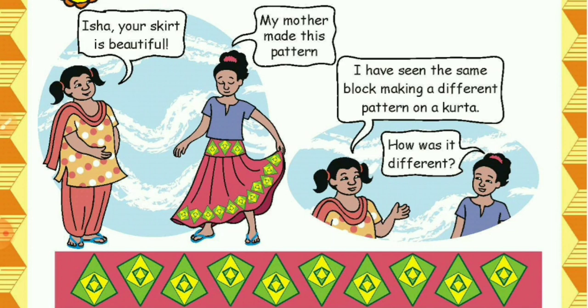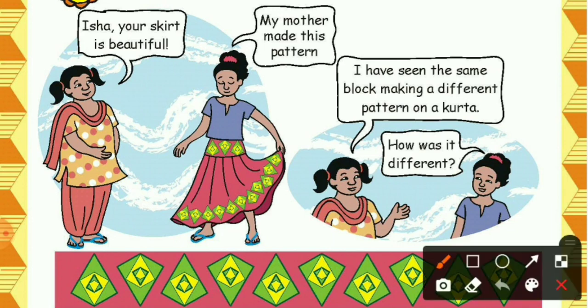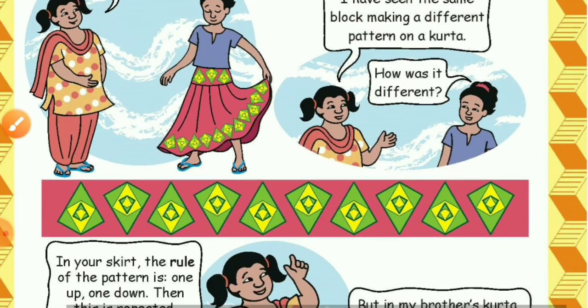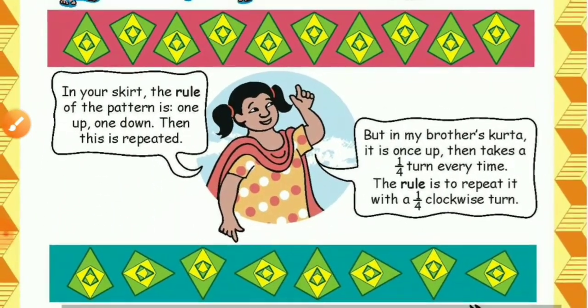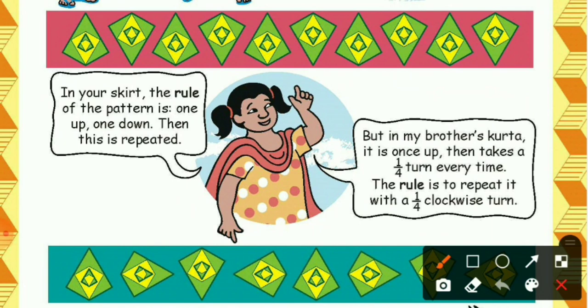Now Isha is replying, "How was it different?" So here first we have to know what the pattern on Isha's skirt is. Here you can see that the patterns are in this red box. First is up, then second is down, up, down, up, down. Okay, so an up and down pattern is on the skirt of Isha.